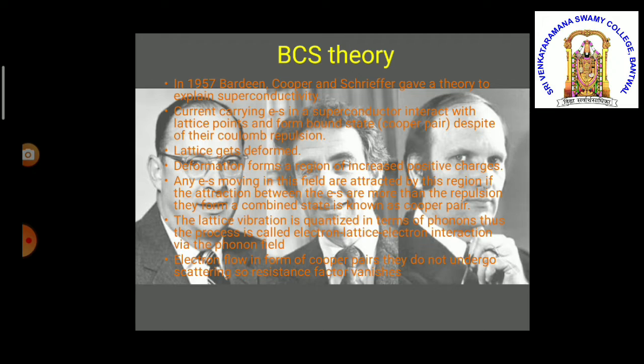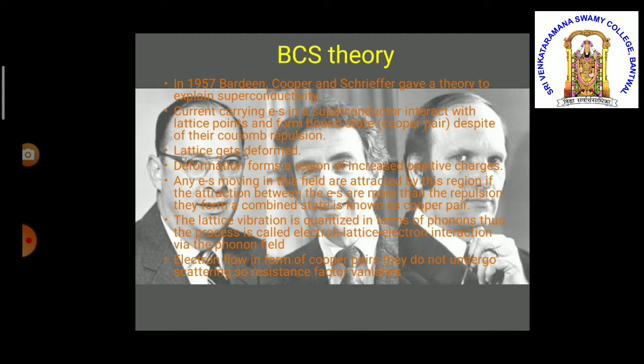BCS theory is very important because it explains the phenomenon of superconductivity in any material. In the year 1957, Bardeen, Cooper and Schrieffer gave the theory which explains the phenomenon of superconductivity. That's why the name BCS theory. According to this theory, the current carrying electrons in the superconductor interact with the lattice points. During this interaction, they form a bound state. Two electrons form a bound state, and that is called a Cooper pair, despite their Coulombic repulsion.